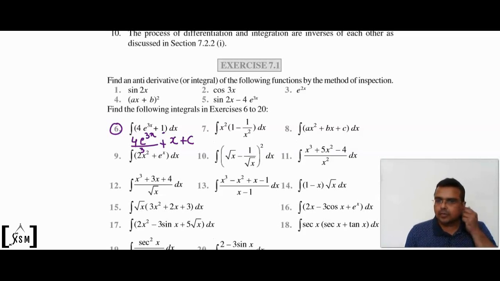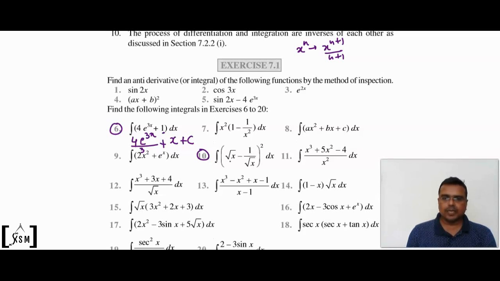Okay, let's try question number 10. Square root of x minus 1 over root x, whole square. Guys, please understand, here we cannot use this formula. We cannot use the integration of x to the power n as x to the power n plus 1 over n plus 1. We cannot say that this power 2 would become power 3 and over 3. No.